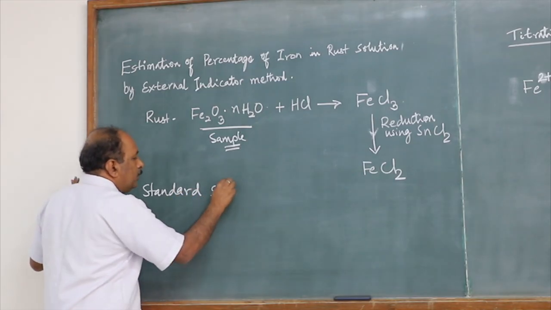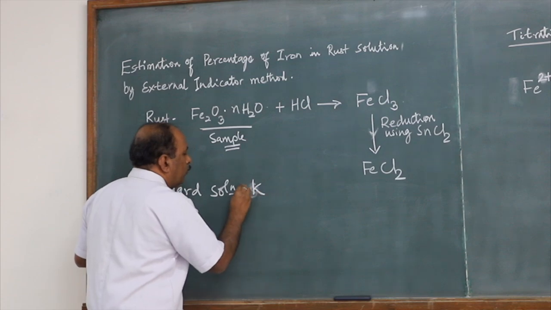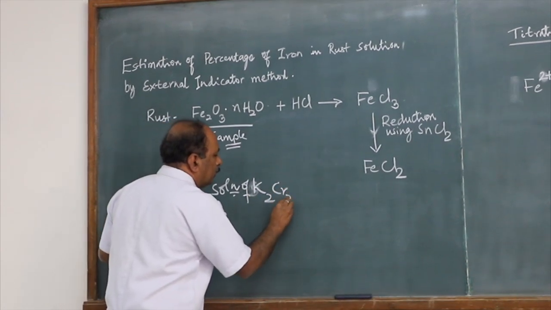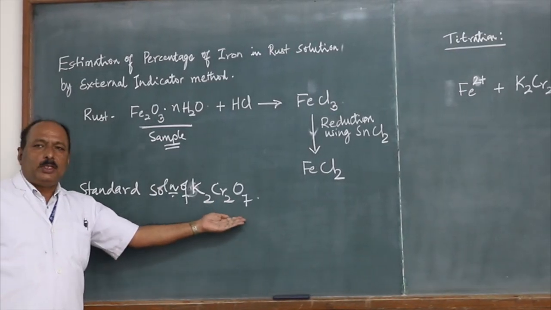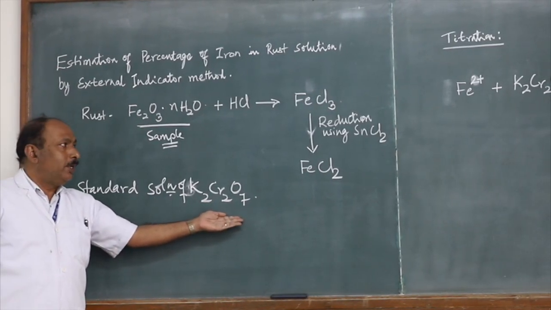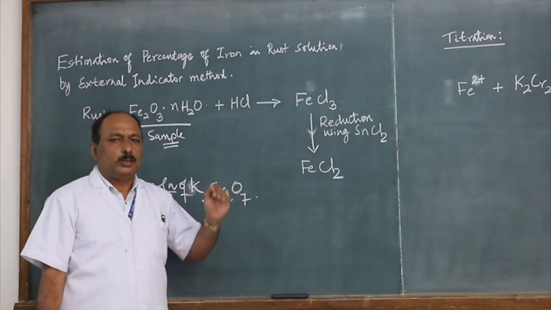For estimating this solution, the standard solution used is potassium dichromate. Therefore, first we have to prepare the standard solution of K2Cr2O7. We will learn about preparation of the standard solution of potassium dichromate later, but here let us try to understand a little bit of the chemistry of this process.